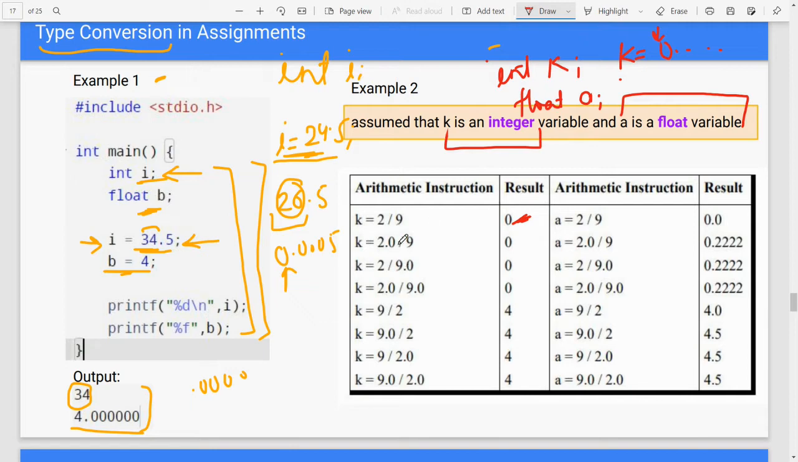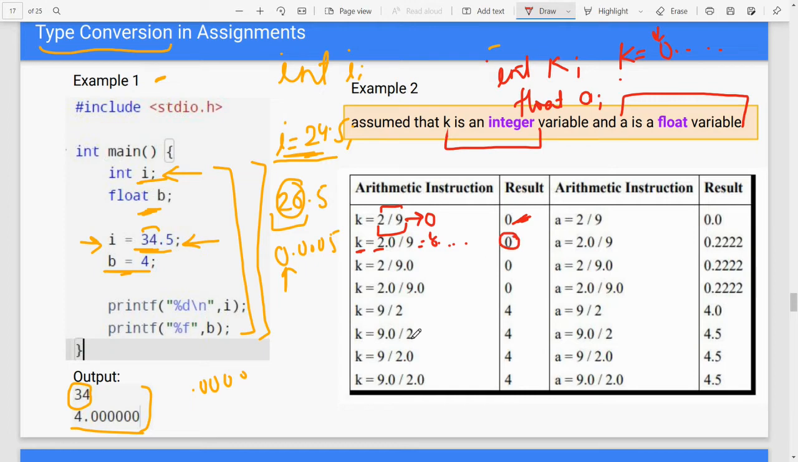Also, 2 divided by 9 is actually not a float value, it's just a zero, because if you do arithmetic operations between two integers, it will give you an integer. So basically it's a zero, because the operation is between two integers. But in the next case, this is a float and this is an integer, so the answer is 0 point something something something. But since k is an integer, everything will become the integer component, which is 0.